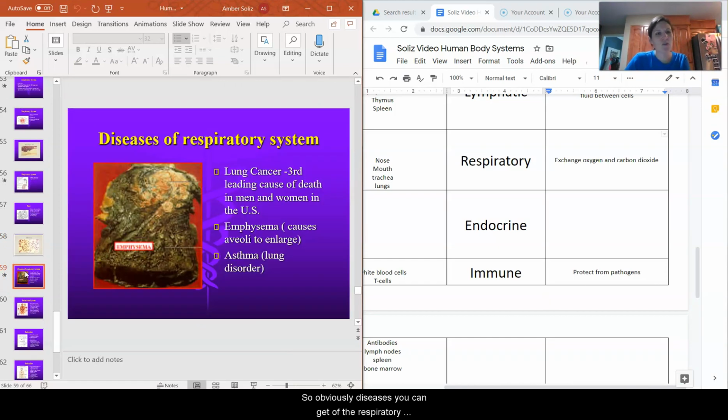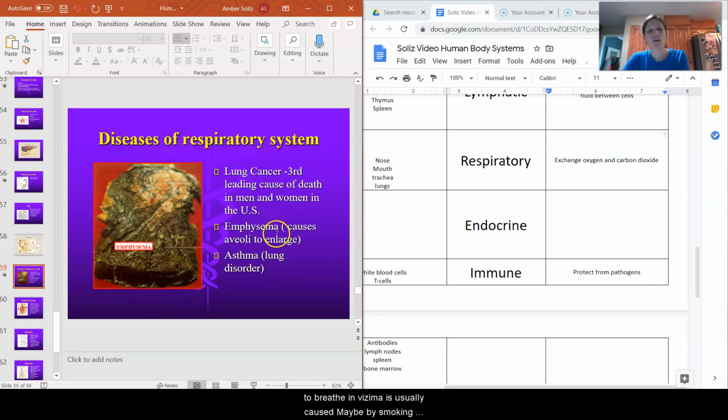All right, so obviously there are diseases you can get of the respiratory system or the lungs. Asthma, some of you may actually have asthma. Asthma is usually normal for kids to have. Certain things can set your asthma off, but asthma is just kind of where it constricts your breathing, so it does make it a little bit harder to breathe.